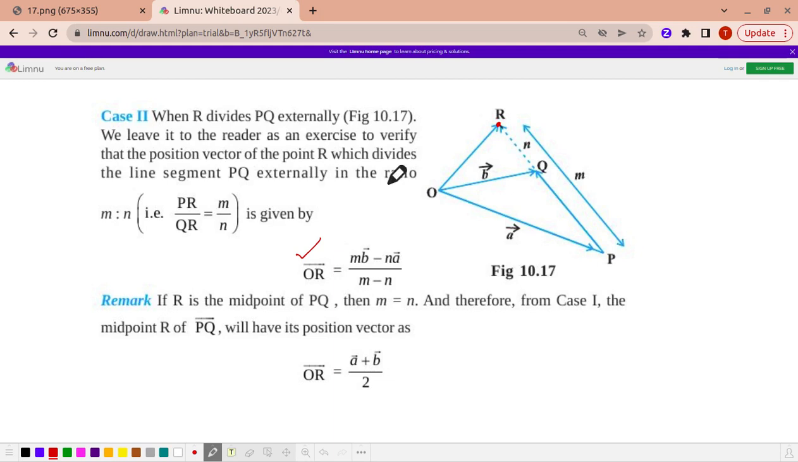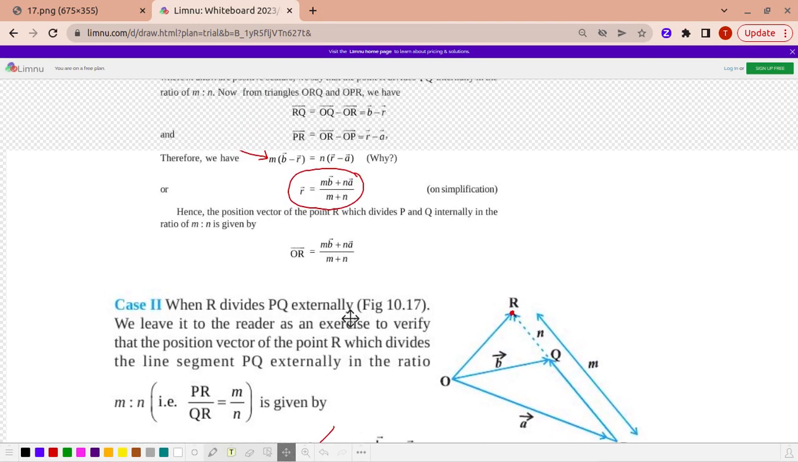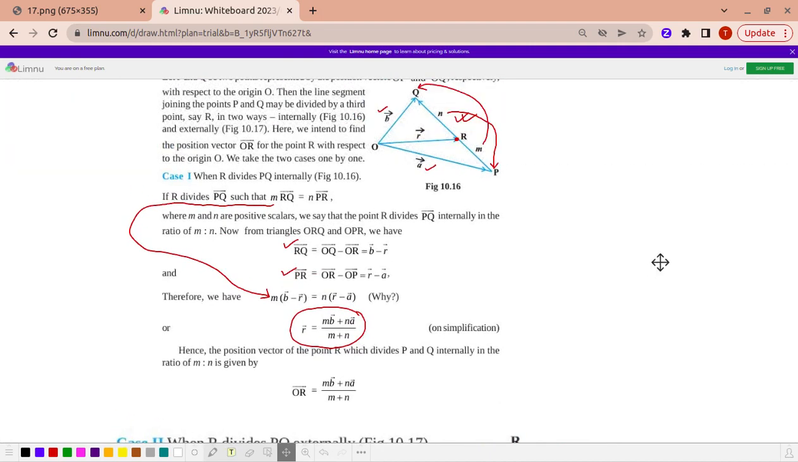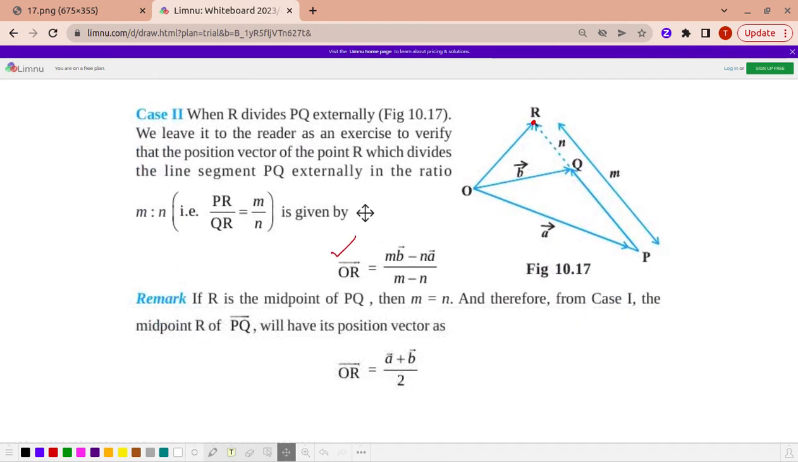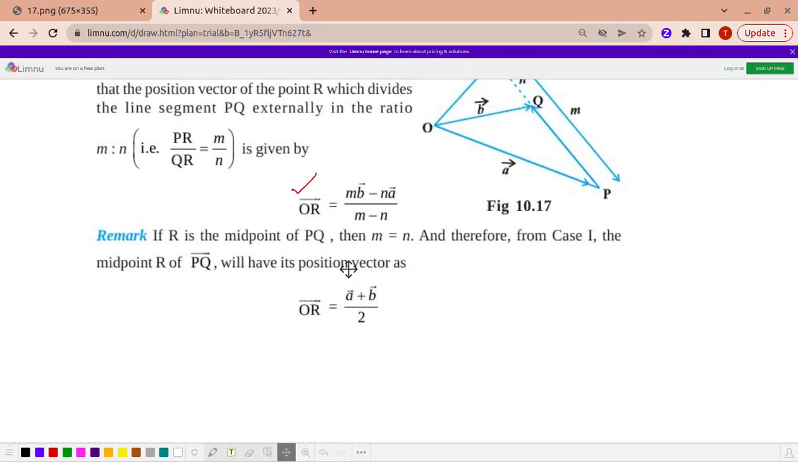If R is the midpoint, definitely it is a special case of the internal segment, then m should be equal to n, because it will be equally divided. And for that we need to go back to the previous case here. If R is exactly in between PQ, then m equals n. Then what will be the vector R? m and n are the same, so (mb plus ma) by (m plus n). So m will get cancelled, and we get (a plus b) by 2, which is actually shown here. I hope you got a very clear idea, dear students.